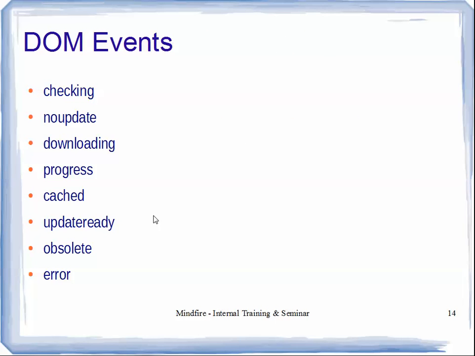Actually, I've already talked about these DOM events, meaning the events which get fired whenever there are app cache events, caching events. There are 6, 7, 8 events actually, which we can check while caching something. First, it will fire checking, then no update, downloading, progress, cached, update ready, obsolete, error. Now, okay, let me show that to you.